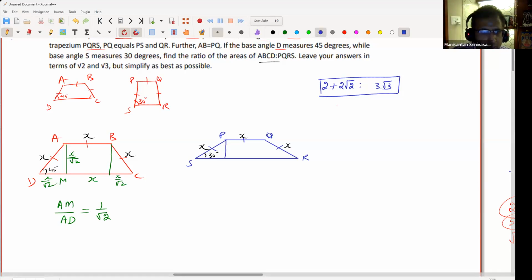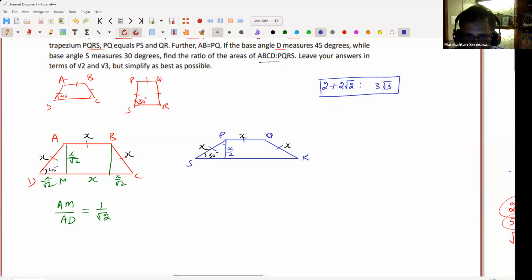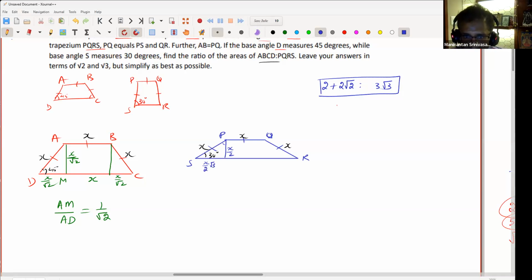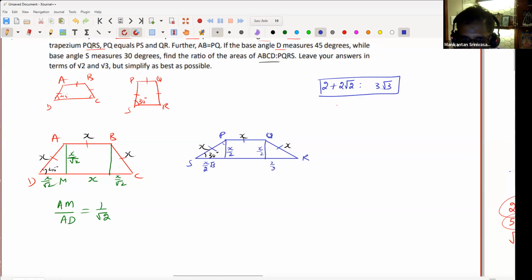So how did you get 1 upon √2? Because in a 45, 45, 90, the ratio of the three sides is 1:1:√2, right? Yeah, okay. So the √2 corresponds to X. Therefore, the 1 will correspond to X upon √2. Yeah. Okay. And similarly, this is a 30, 60, 90. Since Yom has been looking for a 30, 60, 90, here you go, Yom. The ratio is 1:√3:2, right? So this is X by 2 because it corresponds to one part. And this is X by 2 times √3. And this is X. Okay.